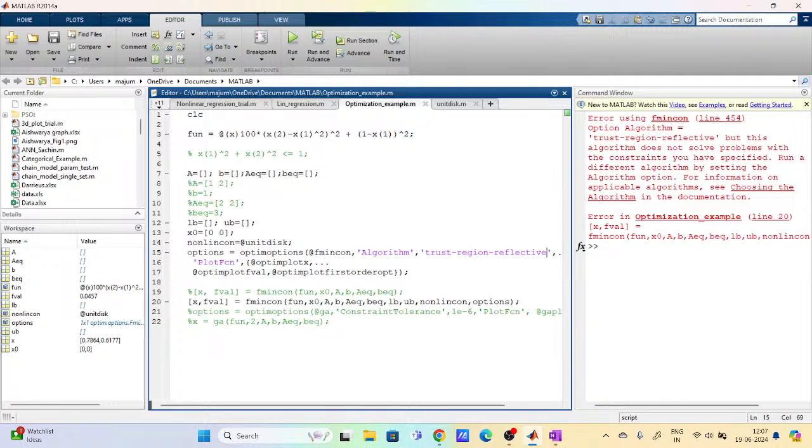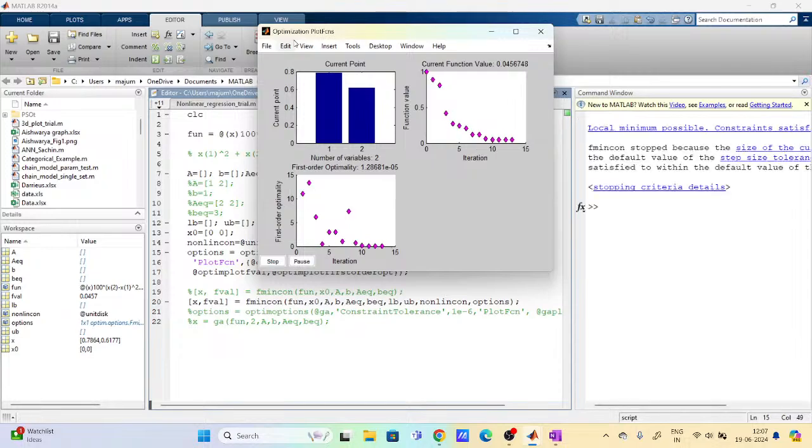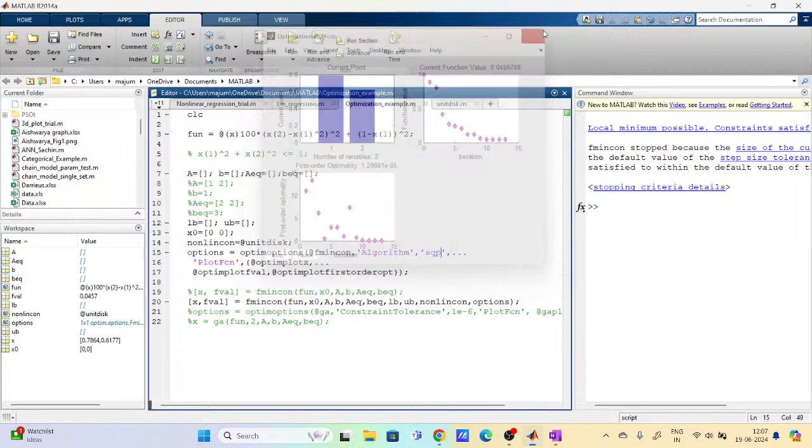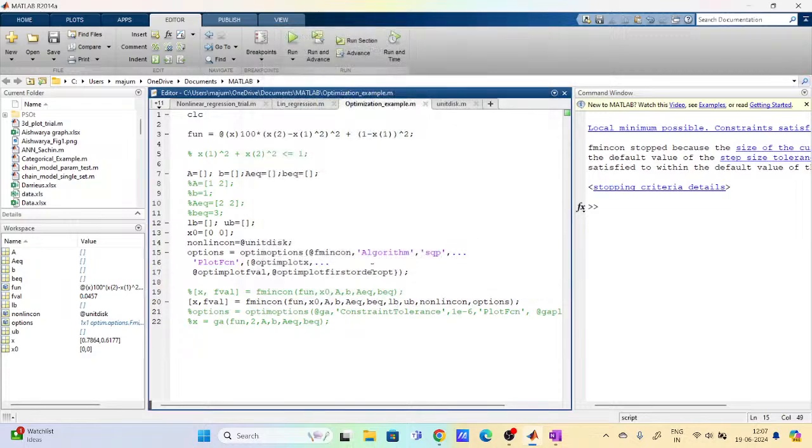This algorithm is not applicable here. So only three algorithms are applicable here. SQP gives us the best value with a smaller number of iterations. So these are the different techniques which you can use here to find the optimal value of a function.